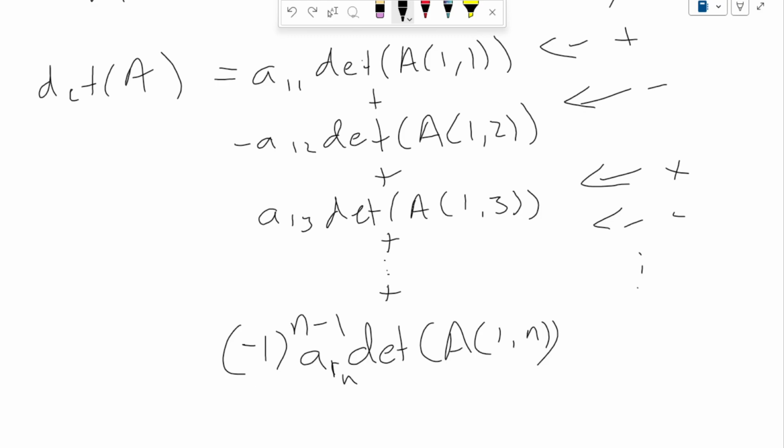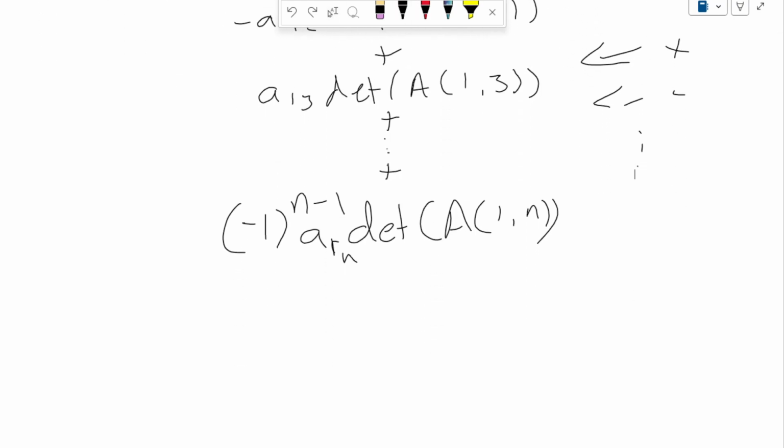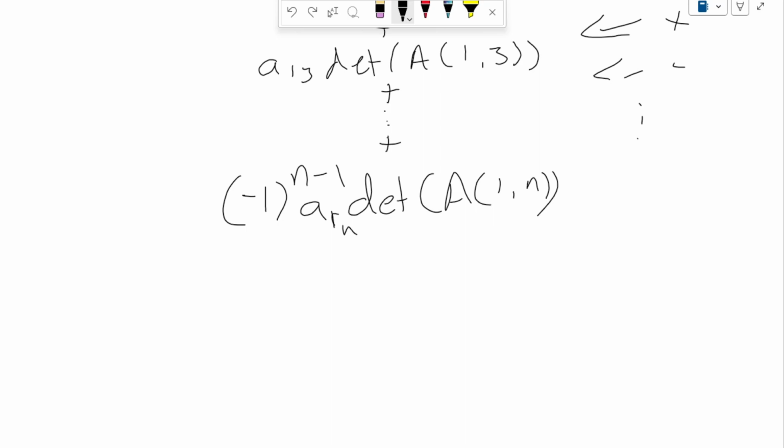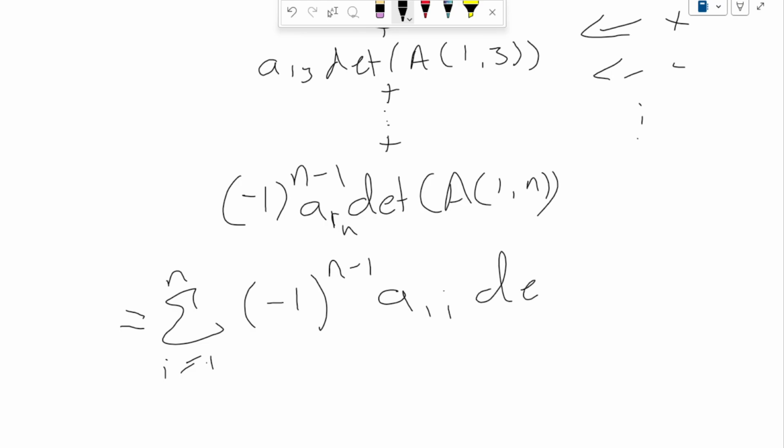So if I wanted to write this compactly using sigma notation, which is something that I have tried to avoid the entire time I've been teaching this, this would be the sum from i equals 1 to n of (-1) to the n minus 1 times a_{1i} times det A_{1,i}.